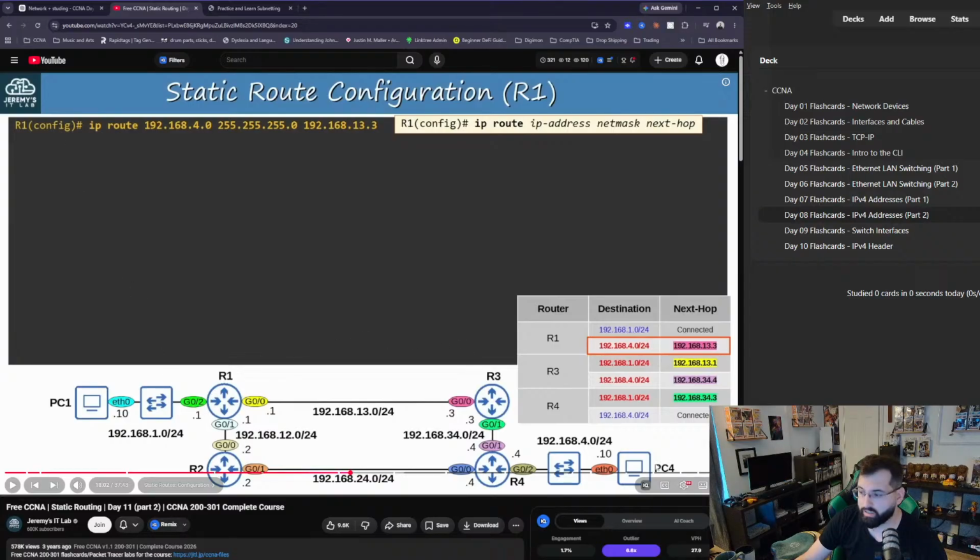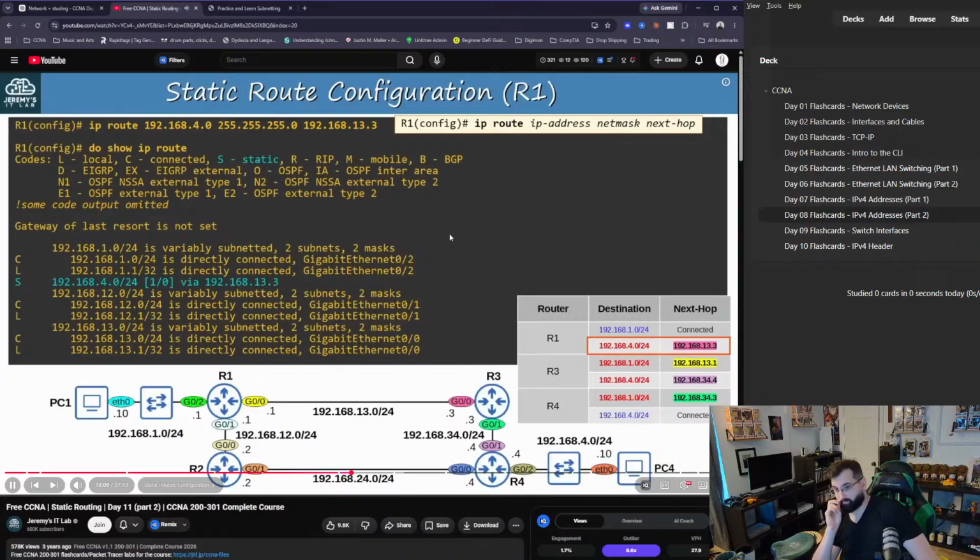R1 is trying to get to this. So this is our route. This is our subnet mask. And then this is our next hop. Our next hop is going to be over here. Okay. That's it. Fairly simple.